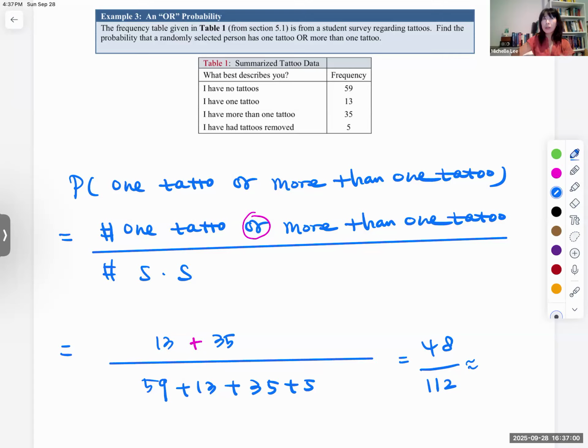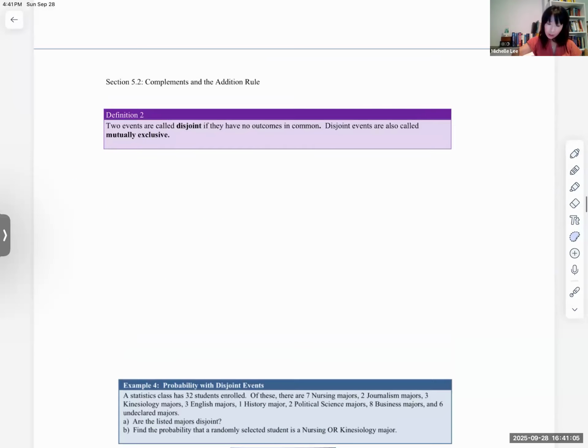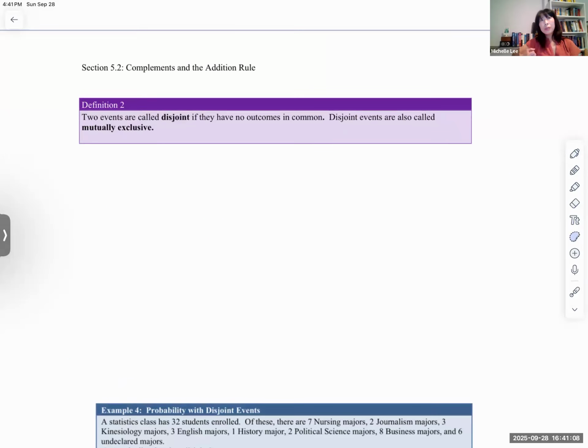Tenth, hundredth, thousandth, 10,000th, right? So 0.4286. We have another terminology: disjoint. Two events are called disjoint if they have no outcome in common. We also call this mutually exclusive, like my name goes by Michelle and Minyoung Lee too, right? So disjoint is also mutually exclusive.